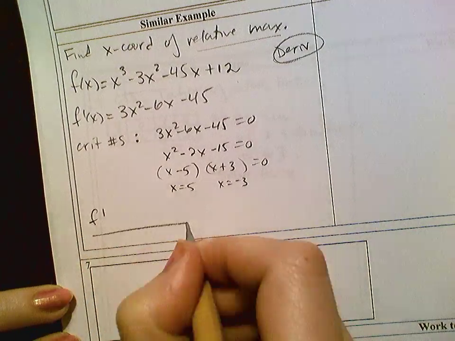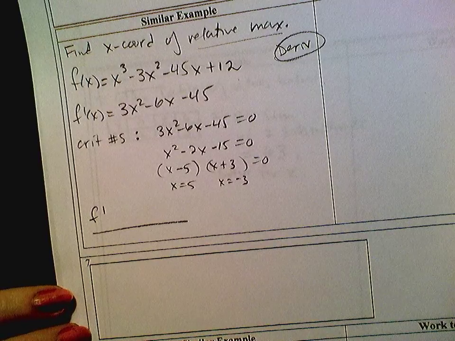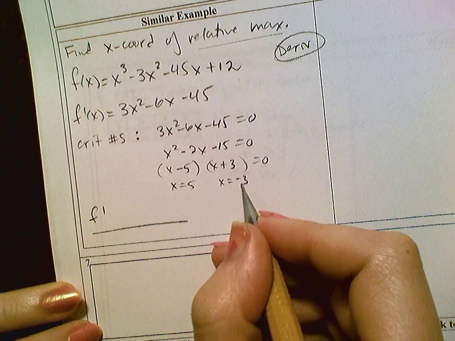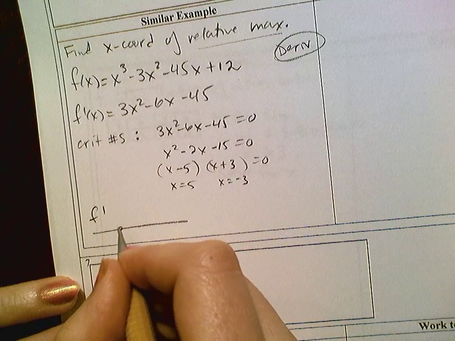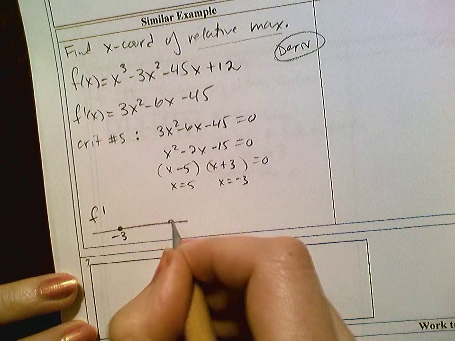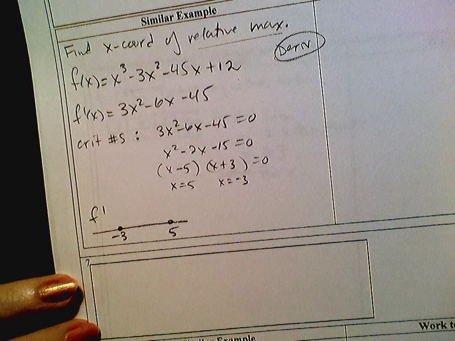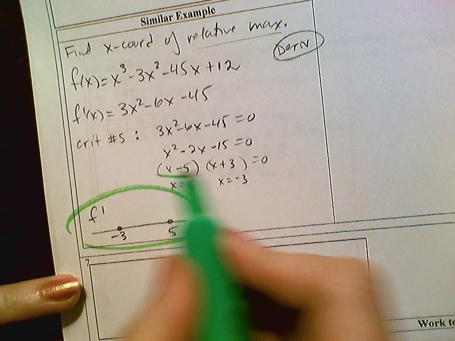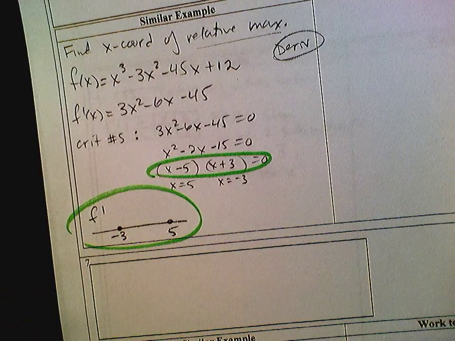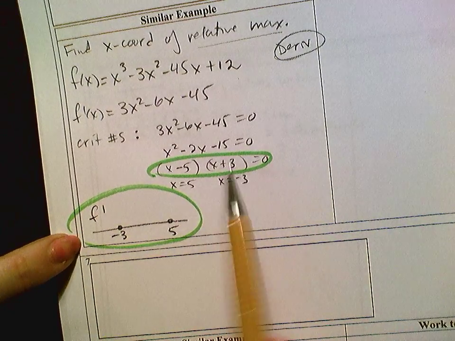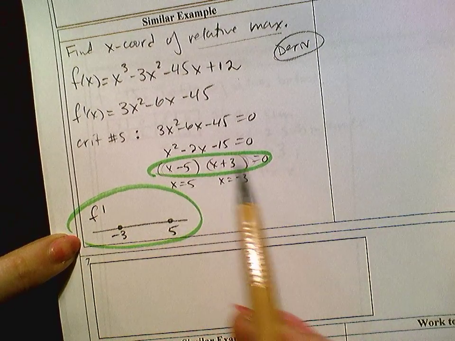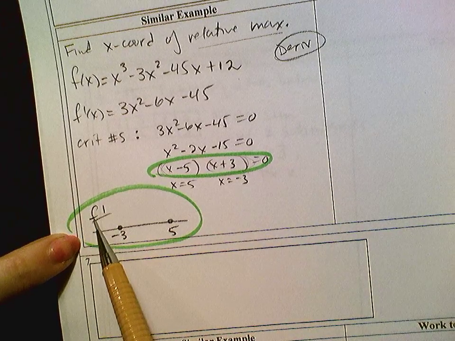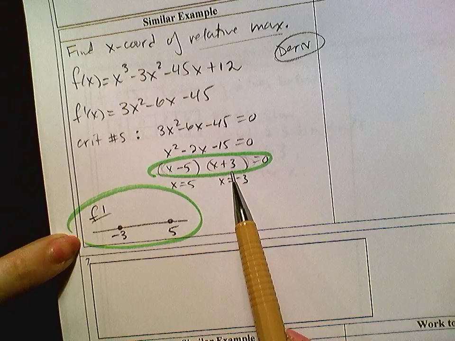Now, this is an f prime number line, and I'm going to think about the signs. So here we've got -3, here we've got 5. All right, I've got to pick a testing point in each section. And guys, I'm circling these the same color because when you do your testing points, you want to plug into the factored form of the derivative. This is the f prime number line, so that's why we're plugging into the derivative.